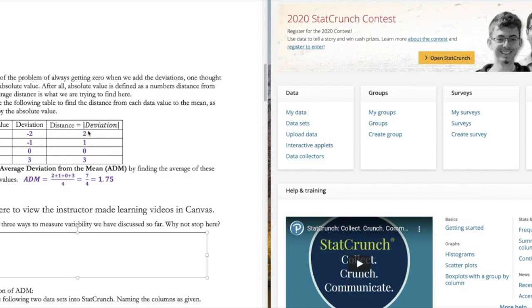So I've taken the absolute value of all those deviations, and now we can go ahead and find the mean: add them up, divide by 4. So we've calculated the ADM, the average deviation from the mean, 1.75 for this data set.